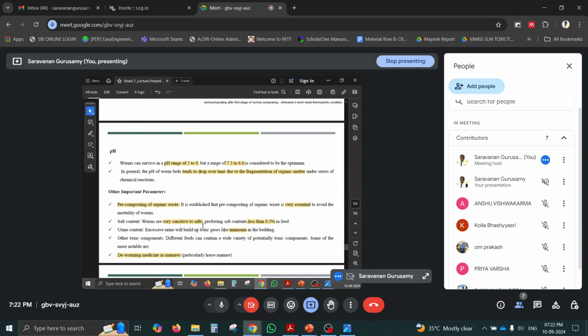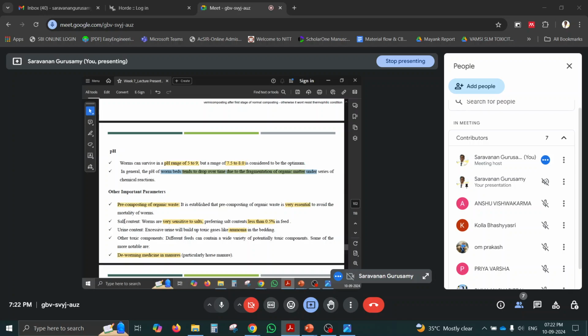Okay. Then pH range for microorganisms, what we have discussed, is 5.5 to 8, but earthworms require 5 to 9, and the range around 7.8 is considered to be optimum. If the pH is lower, it will drop over time, because fragmentation of the organic matter will create acid and the pH will be reducing.